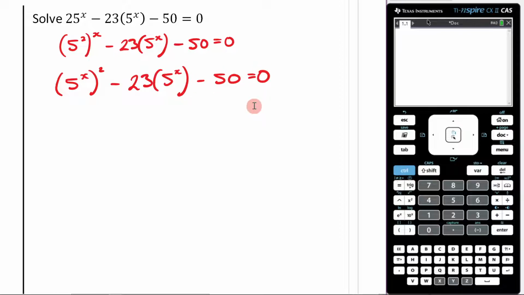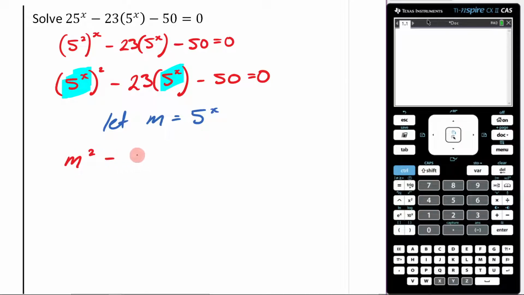Now, once you've done that, you should realize that at the moment, this is a quadratic, because you've got one term squared, then you've got another term here, and then a constant at the end. So that means we can say, well, it doesn't have to be any particular pronumeral. Let's make it m. Let m be equal to 5^x. So every time I see a 5^x, I'm going to replace it with m. That means I'm going to get m squared minus 23m minus 50 is equal to 0.